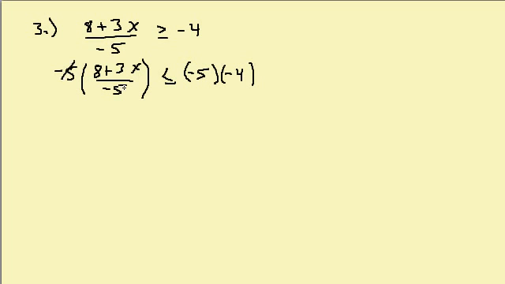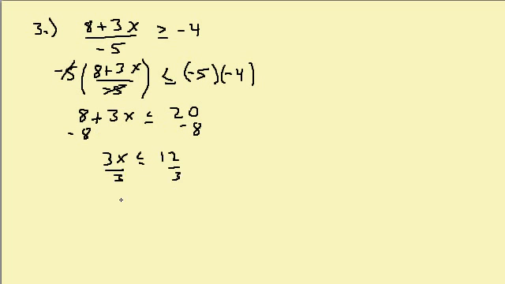So the negative 5's cancel. So I'm left with 8 plus 3x is less than or equal to 20. Then I subtract 8 from both sides. So I get 3x is less than or equal to 12. Divide both sides by 3. I get x is less than or equal to 4. So now I graph my solution.